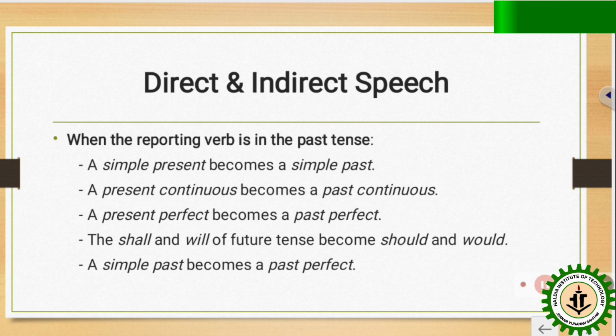That is, if the direct speech sentence is, he said, I have passed the examination, if it is converted into indirect speech, it will become, he said that he had passed the examination. So the have passed is converted into the corresponding past perfect tense, that is, had passed.